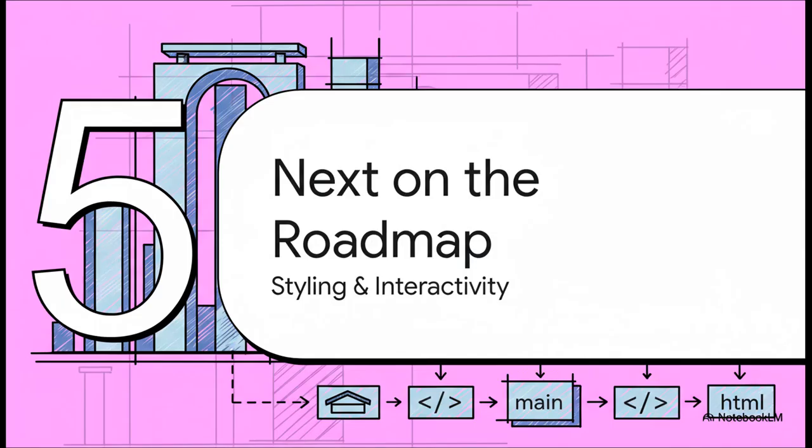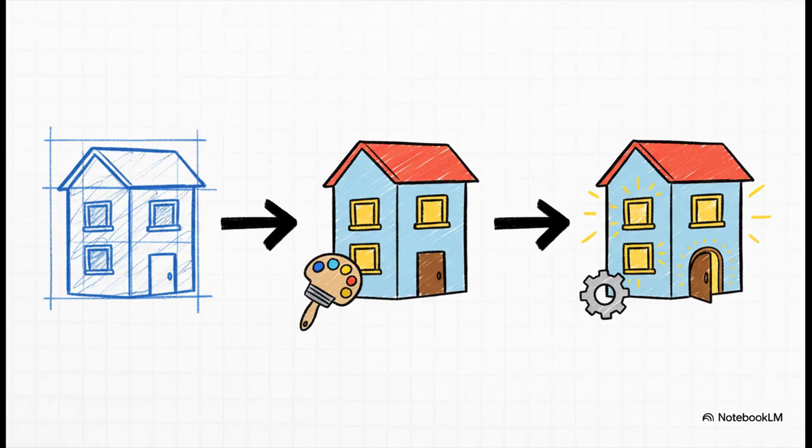So what's next for us on this journey? We've built a meaningful, solid, well-structured document. Now, it's time to bring it to life. Next on the roadmap, we're going to take this semantic blueprint we've built and see how to apply CSS to make it look great, and then add a layer of JavaScript to make it interactive. We've poured the foundation, now it's time to paint the walls and install the lights.